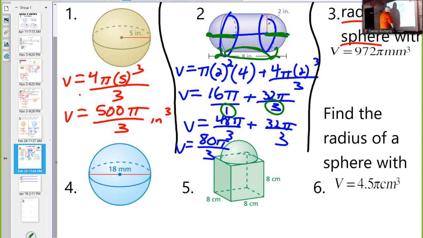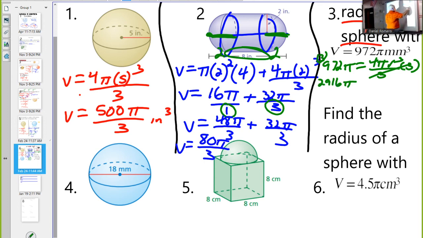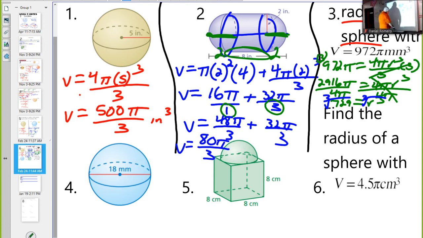So we have volume equals 972 pi. Both sides are divided by pi, and multiply by 3 on both sides. 972 times 3, this is going to be 2916. Then divide by 4. And I get 729 is equal to r cubed. So as long as you know where to find your cube root button, the cube root of 729, as Jeanette said, is 9. What would the unit be if they were asking for a unit?